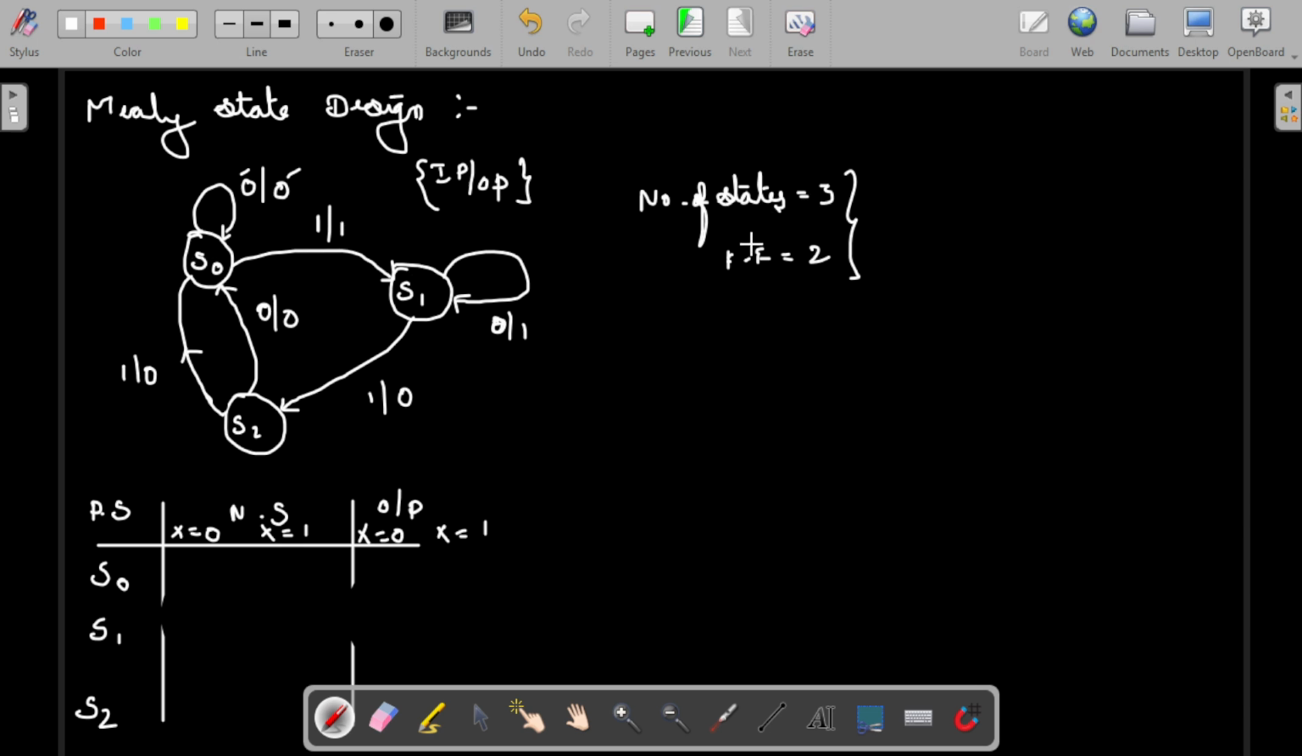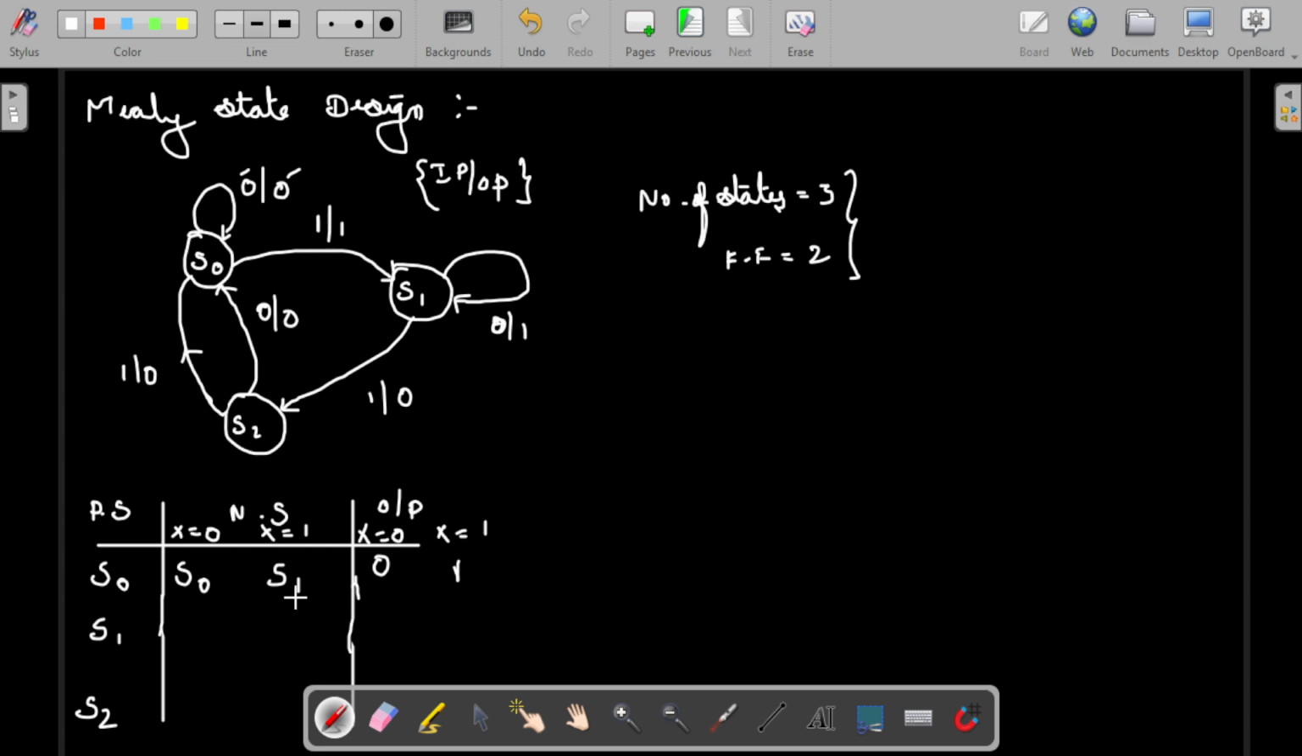So the number of states is equal to 3, so the number of flip flops required is 2. Let us fill this table and design the Mealy state machine circuit. Initially it is in S0. When input x is equal to 0, it will stay in the same state, S0. When input is 1, it will go to state S1. When it is in S0 and input x is 0, output is 0. When input is 1, the output is 1.